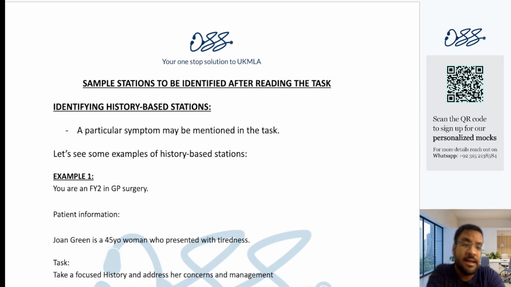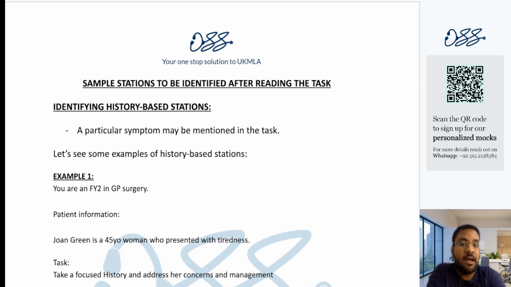Trust me on this, those 90 seconds are really important. They are even more important than the 8 minutes you're going to spend inside the cubicle, because the way you understand, read, and interpret the task in those 90 seconds would determine how well your consultation goes, and would strongly affect how you perform in a particular station. So those 90 seconds are the golden 90 seconds.